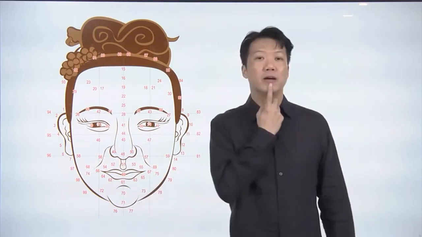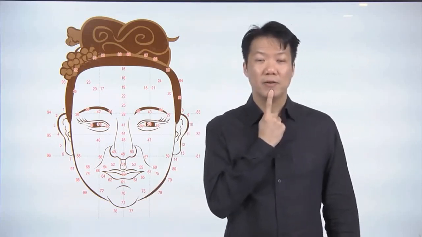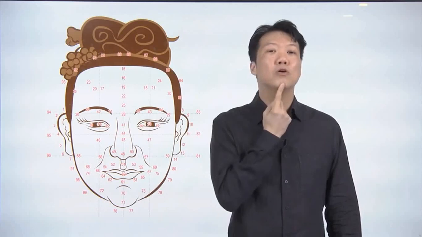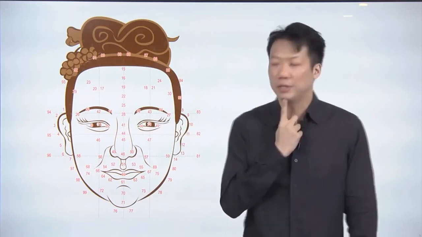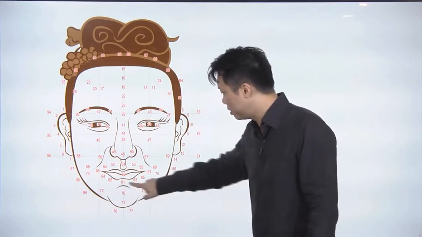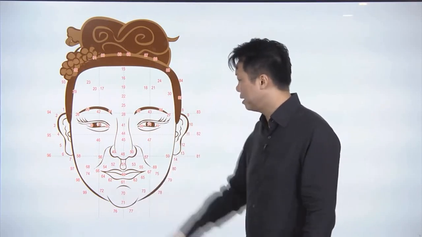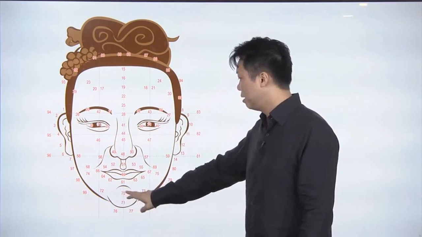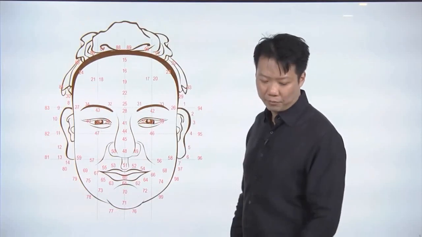70 and 71 are together, so there should be at least a finger space in between. The longer the better, all right? The 71 goes all the way to the tip of your chin, right at the tip. 70 is that round position right in the center, okay? So this is an important position. For male and female it is the same.